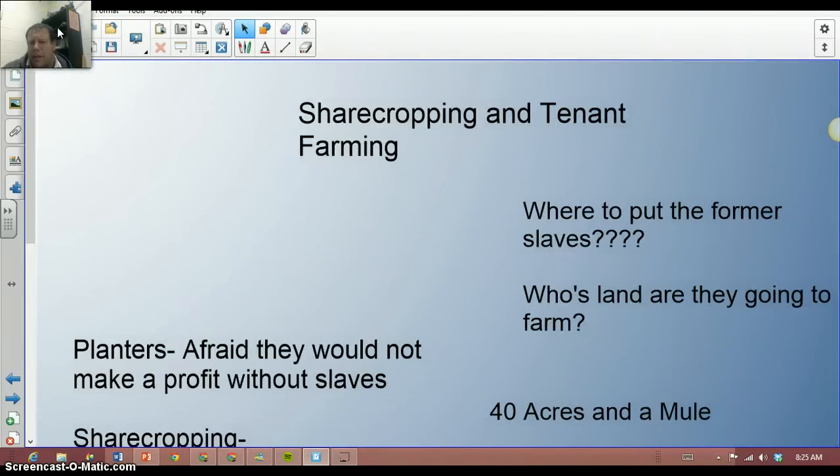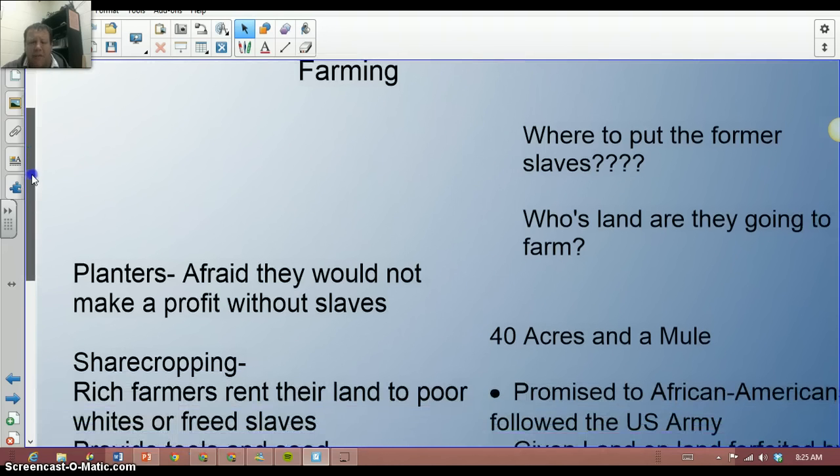Last one I'll talk about here is the idea of sharecropping and tenant farming. This gets really started in the South in the 1860s as well. A lot of these old Southern big plantation owners, slavery is abolished, slavery is gone. They have a lot of questions. First of all, where are these former slaves going to go? They don't own their own land. And secondly, whose land are they going to farm? And so the planters were really afraid that they would not make a profit because they have to pay for all this labor.